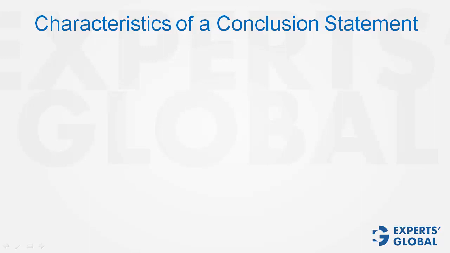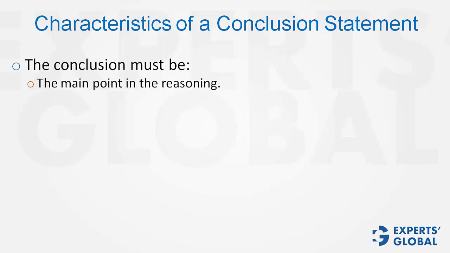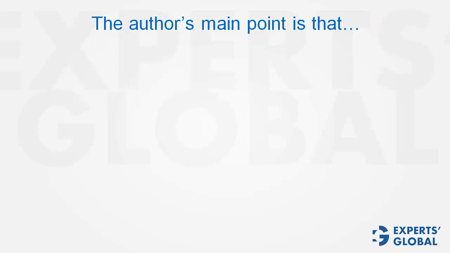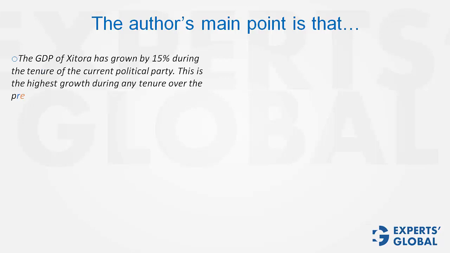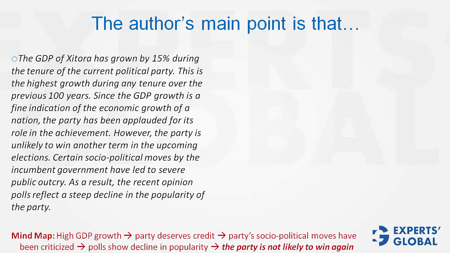In conclusion-based critical reasoning questions, the correct conclusion must be the main point in the reasoning, the reason why the argument was made. Remember, from the author's point of view. Let's take an example. The typical question in conclusion questions is: the author's main point is that... you have the reasoning here. Here is the mind map, and identifying the conclusion is the task here.